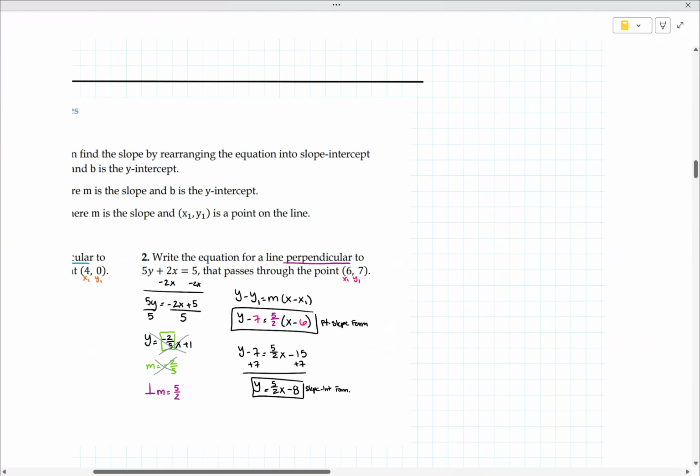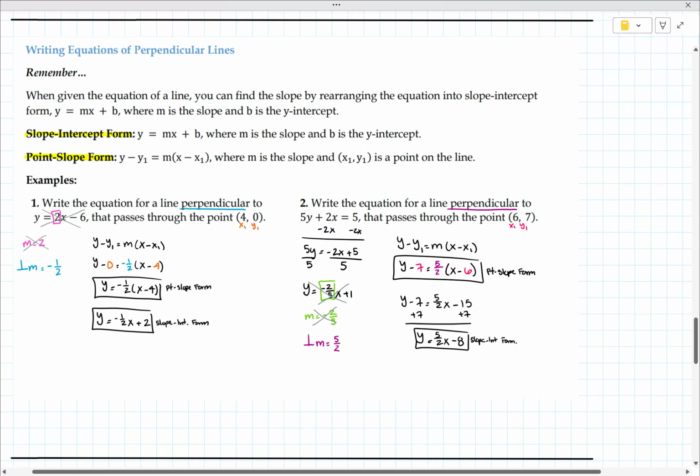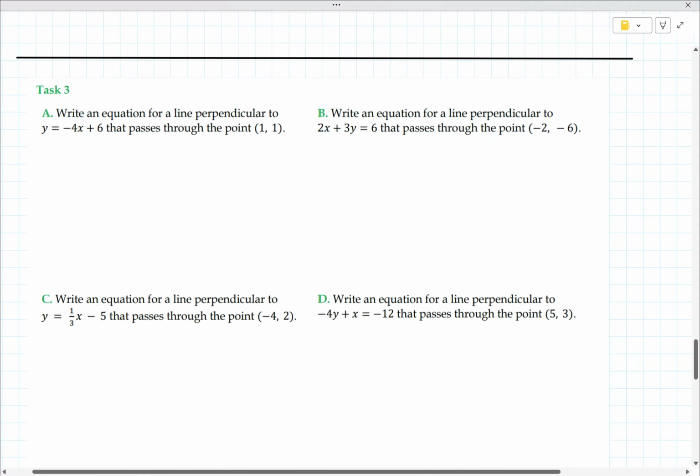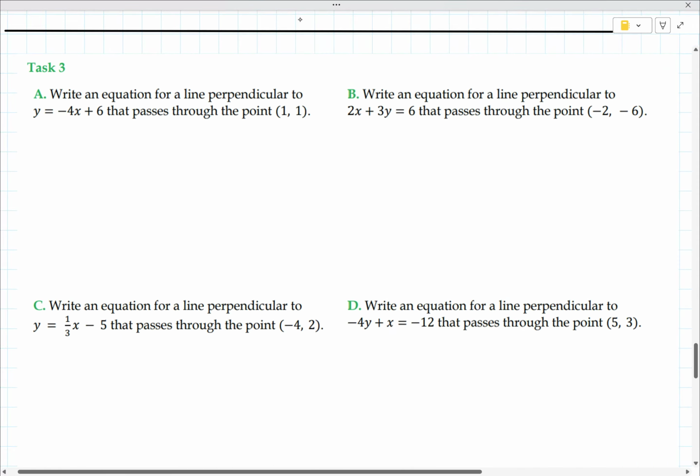All right. So 2 examples. I want you to try this out on our task 3. So task 3, I want you to try, let's see, it's questions. We'll do a couple. Let's try A. And then I want you to try B. And if you have time, go ahead and try C and D, or we can kind of use those tomorrow as a little quick review when we're back together. So go ahead and pause and try those 2 for sure.